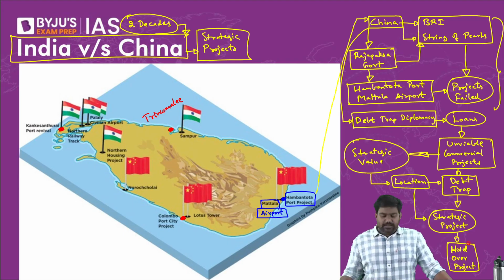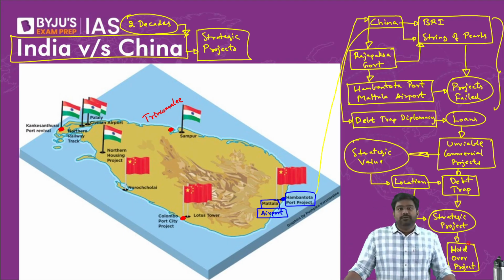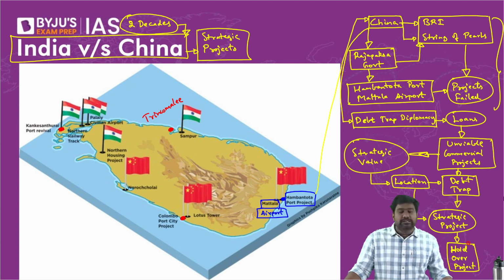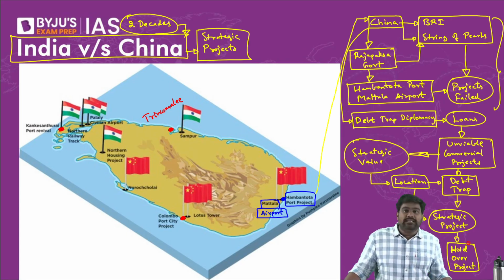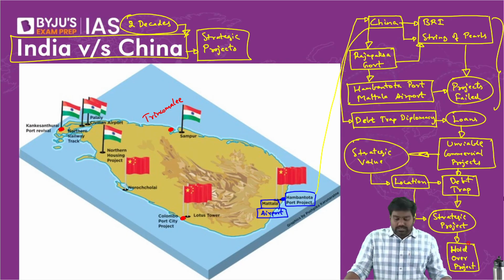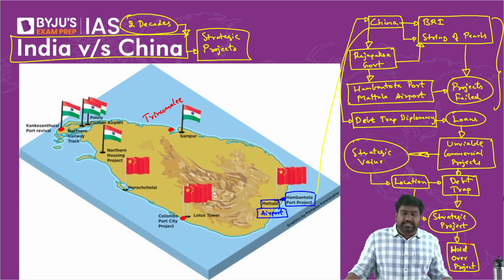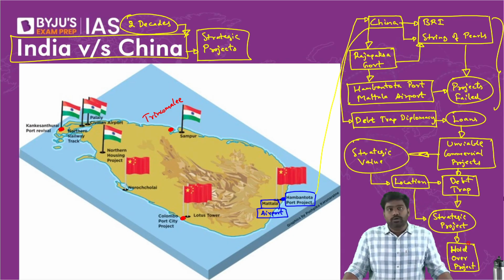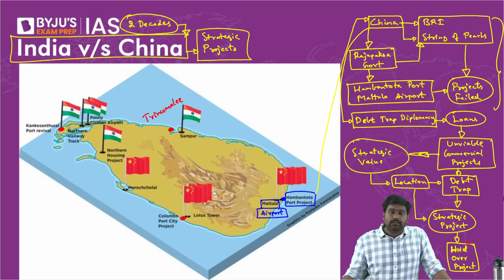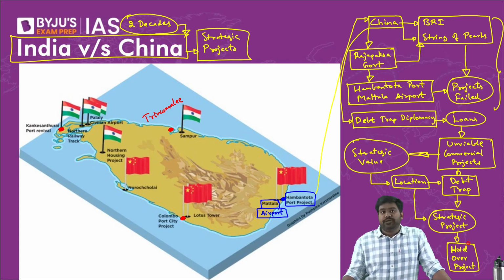That's exactly what has happened with Hambantota. Sri Lanka, right, failed to repay the loan. The project failed, it did not generate revenue, the project collapsed, and Sri Lanka could not repay the loan. So eventually, a Chinese company has taken a lease of Hambantota for 99 years. For almost 1 century, a long-term lease has been given, meaning a Chinese company will control this port, operate the terminal here for the next 100 years.